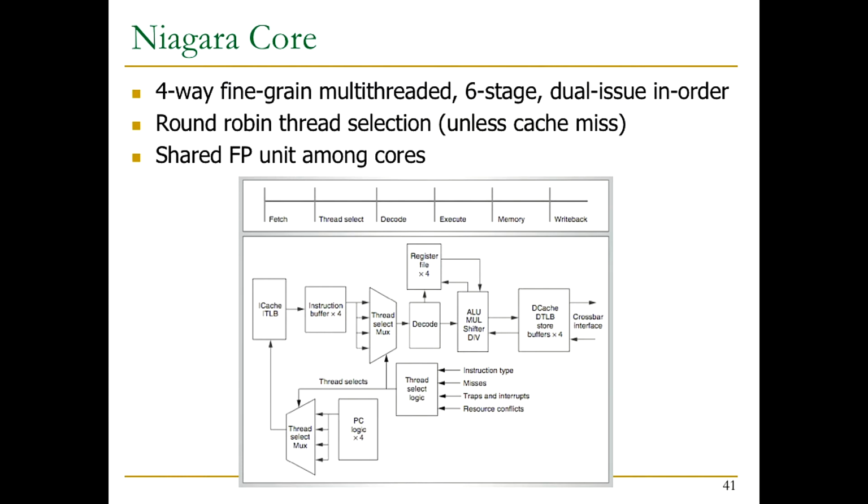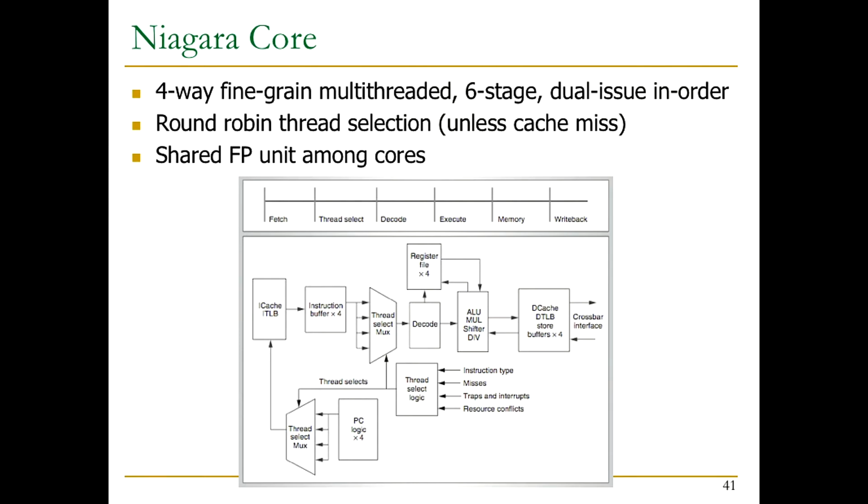The 6-stage pipeline is very short, actually. It's 4-way fine-grained multi-threaded, so you don't need any dependency checking. You don't need any branch prediction, because branches are resolved at the end of the 4th stage. So you can have 6 stages, and you can still have 4-way fine-grained multi-threaded.